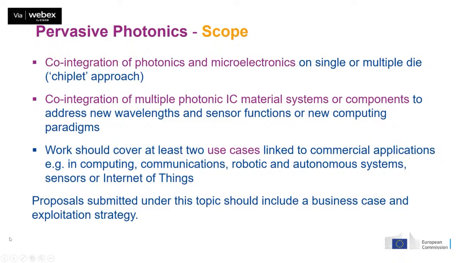What is important is that the improvements of these integrated circuits are demonstrated at least in 2 use cases, and these use cases should be linked to commercial applications. And the range is quite broad. That could be in computing, in communication, in robotics and autonomous systems, sensors in general, or Internet of Things. Also important is to show that the work is good to be at some stage industrialized, that proposals include a business case and an exploitation strategy. That was it for this topic.